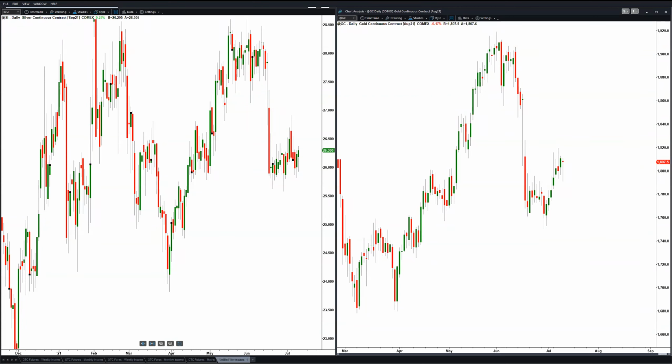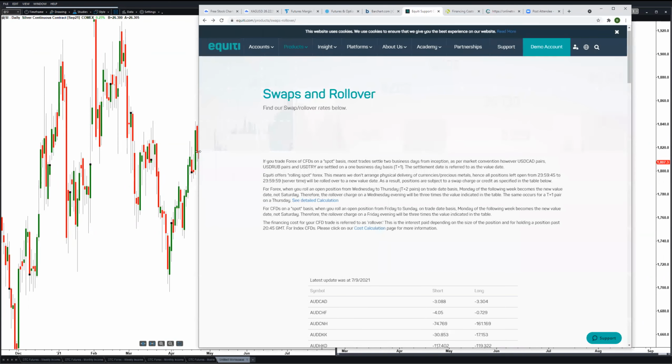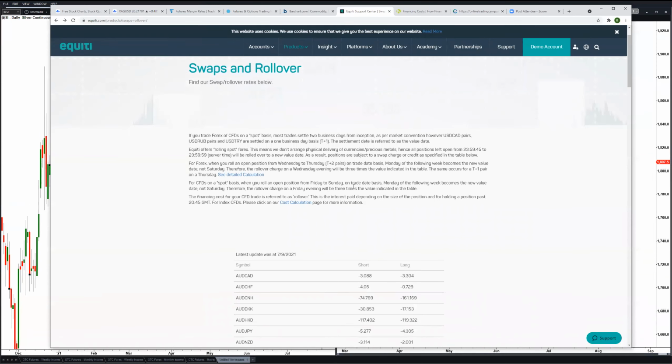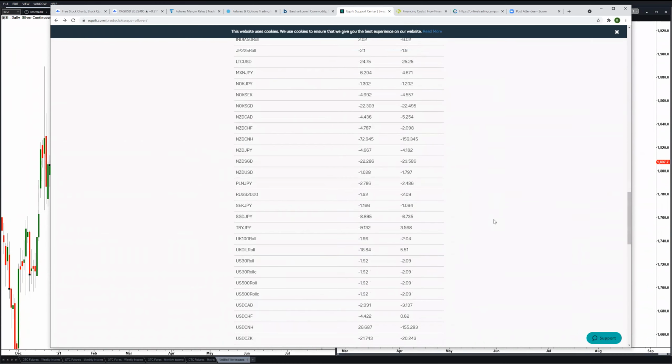Anyway, that should not be the topic now. When we talk about commissions or fees in general, we have the problem that, if I quickly go to the other side of the screen, if we look at swaps and rollover, and we trade, for instance, currencies, especially currencies that have a big difference in interest rate, let's take one example: USD Mexican peso.